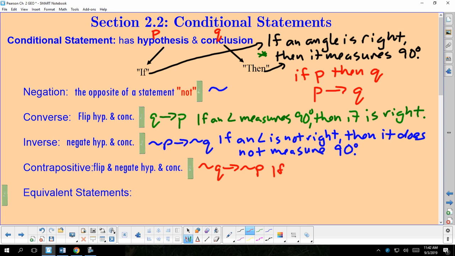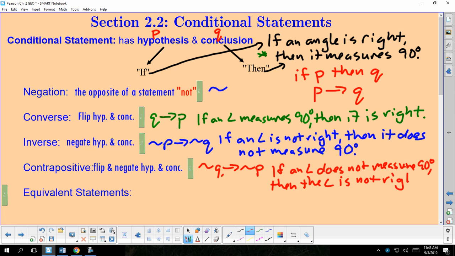So if an angle does not measure 90 degrees, then the angle is not right.